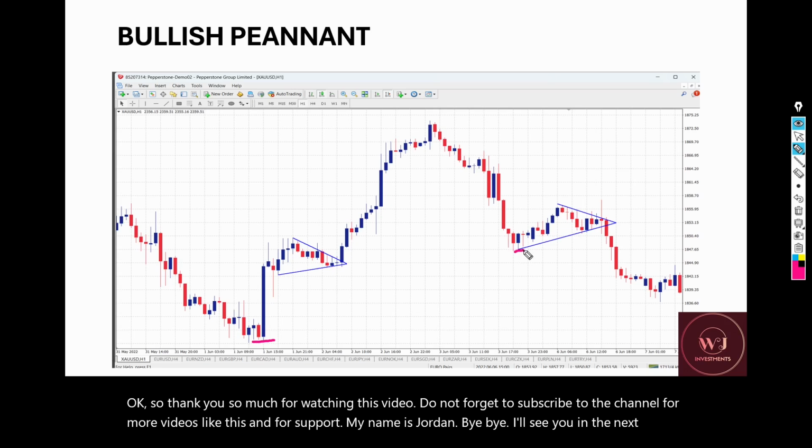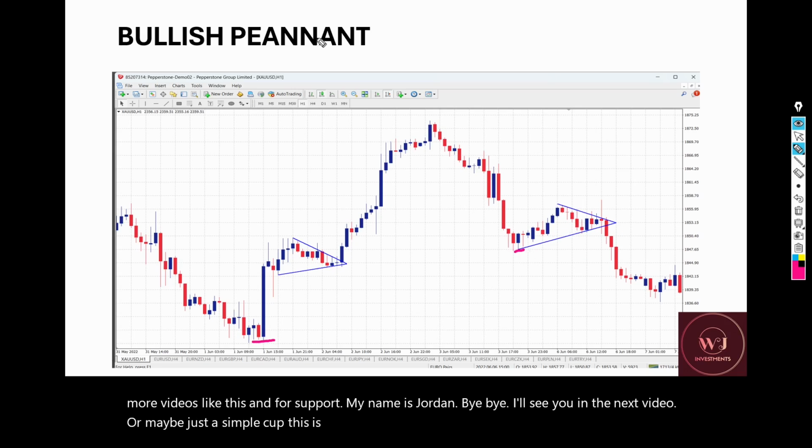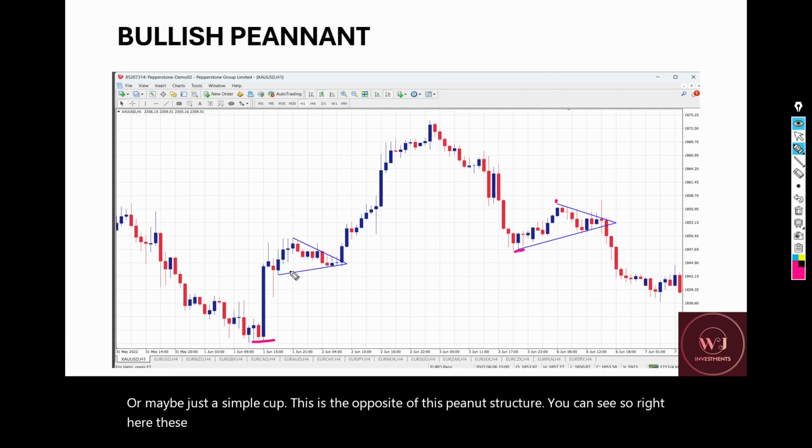Or maybe just a simple recap. This is the opposite of this pennant structure. You can see, right here, this is the opposite of the bullish pennant, and the opposite is the bearish pennant, which is what we are going to be looking at in the next video.